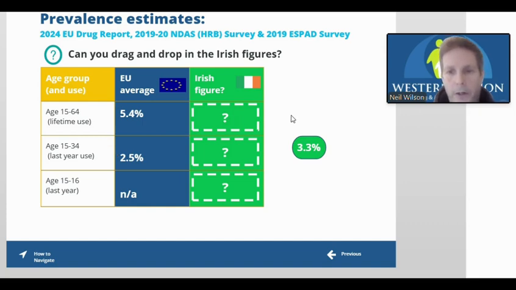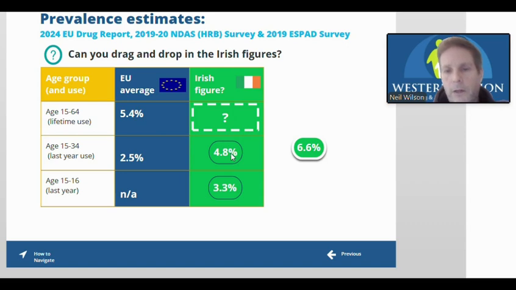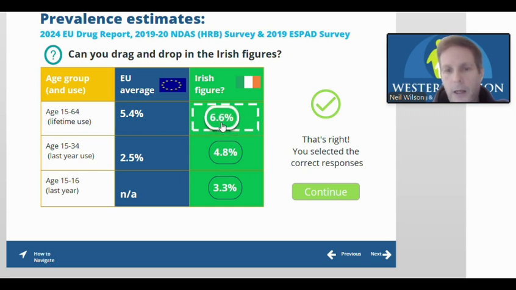Let's look at what the Irish figures are to see how they compare. So the figure here is for 15-16-year-olds. So it appears to be significantly higher once that translates through to 15 to 34-year-olds. Somewhere in the region of nearly double the usage rate in Europe, and therefore not surprisingly, again, still somewhat higher than the European average is the lifetime use among Irish adults.